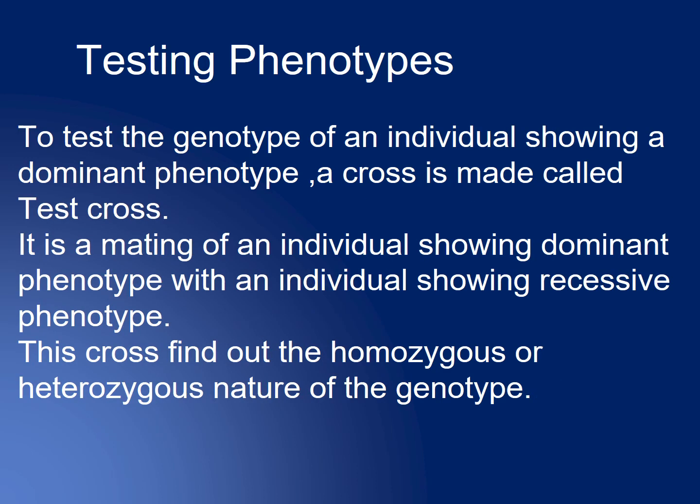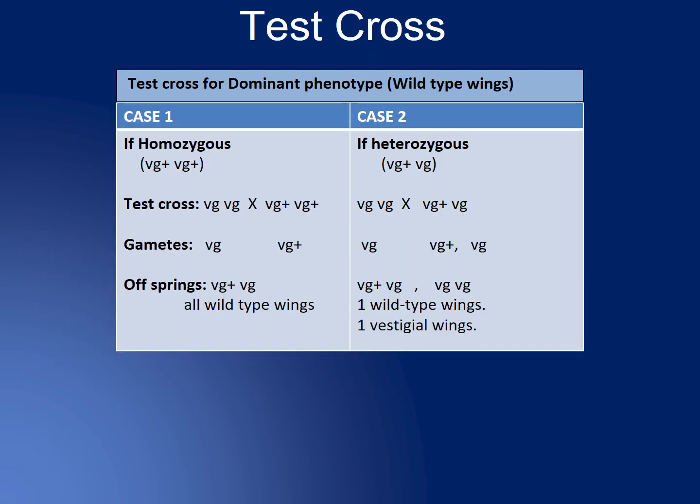Testing phenotype. Now we have to test the genotype of an individual which shows a dominant phenotype. A cross is made, which is called a test cross. It is the mating of an individual showing the dominant phenotype with an individual showing the recessive phenotype. This cross finds out the homozygous or heterozygous nature of the genotype. Test cross.